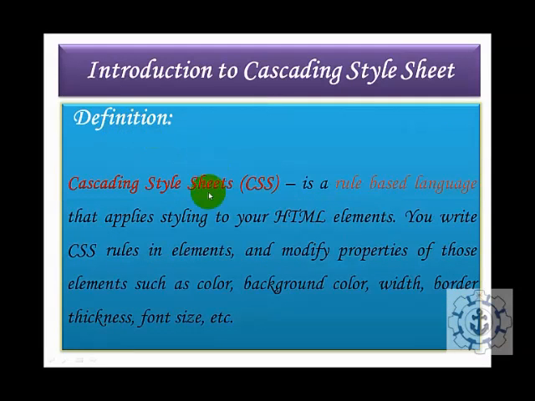Now we are going to see the definition for CSS. Cascading style sheet is a rule based language that applies styles to your HTML elements. You write CSS rules for elements and modify properties of those elements, such as color, background color, width, border thickness, font size, etc. So CSS is a rule based language that applies styles on HTML elements, and you are able to control the properties of an HTML element.